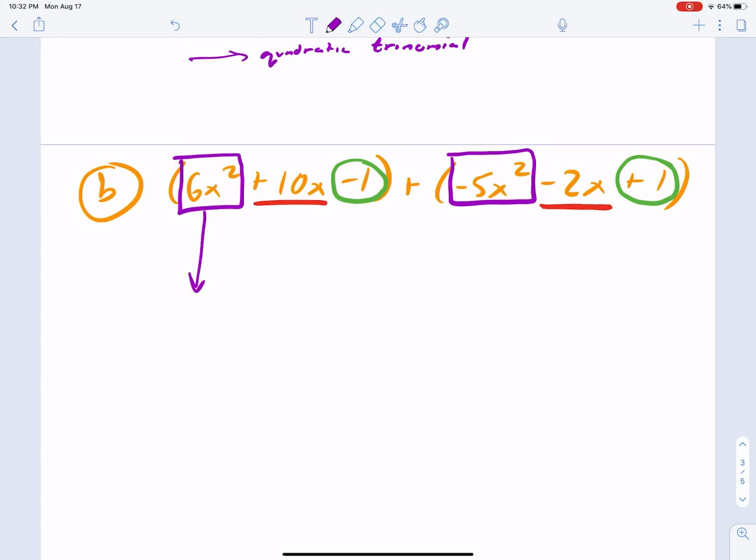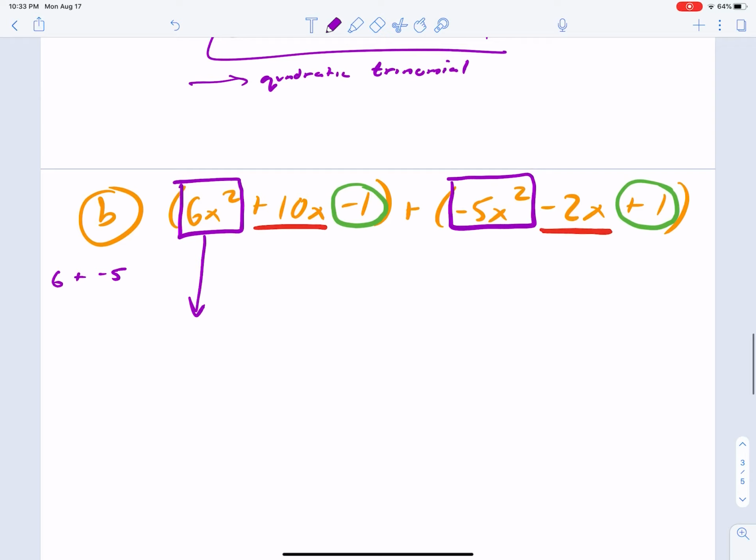Let's take a look at our purple squares, right? We have 6x squared plus negative 5x squared. So if you have 6 plus a negative 5, we go back to what we learned a couple years ago, right? What do we do? If you have $6 and then you spend $5, or some people like to memorize: same signs we add, different signs we subtract, and then you keep the sign of the larger number. Something like that, right?